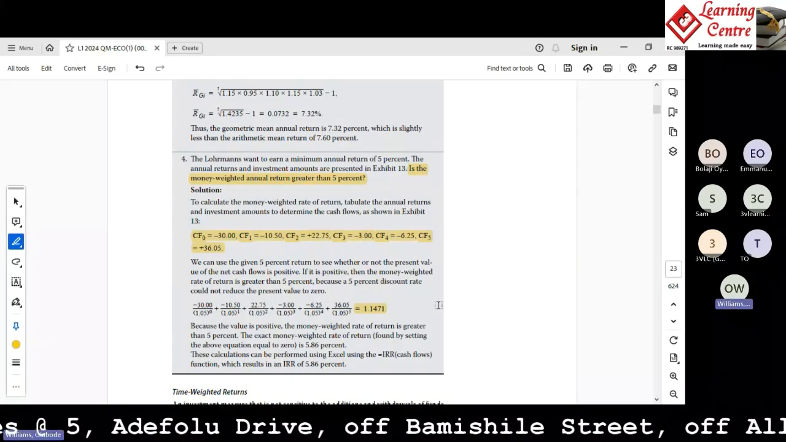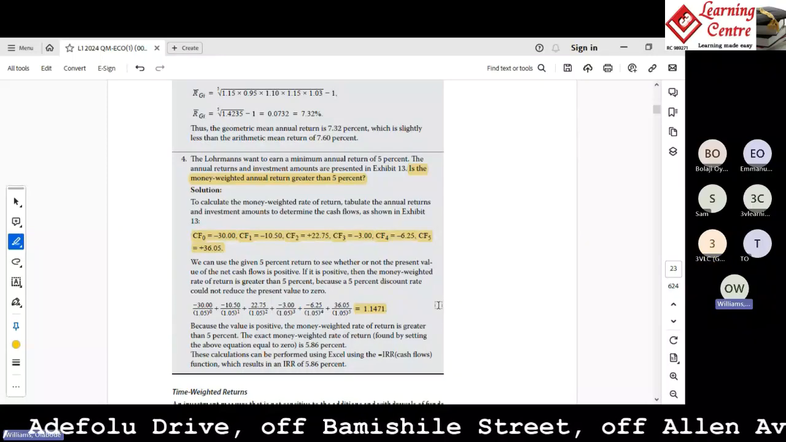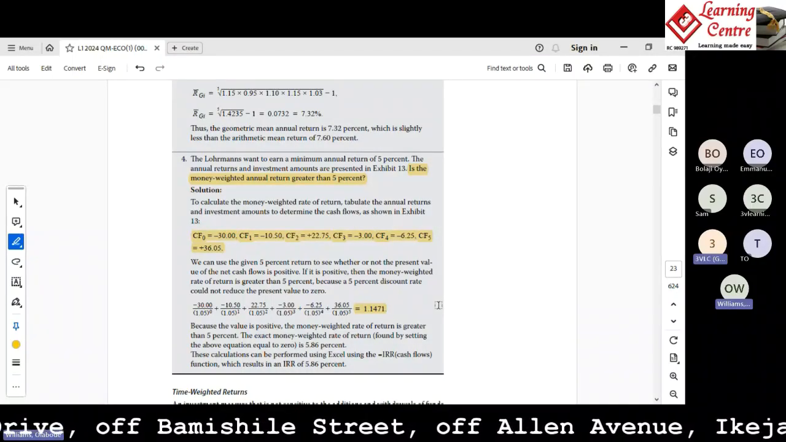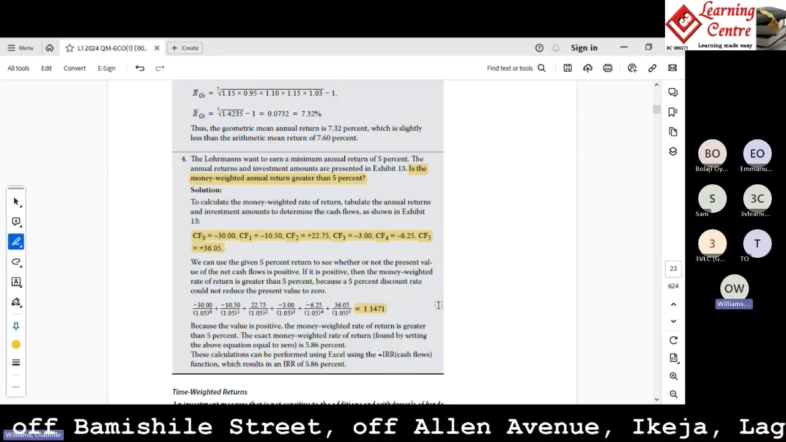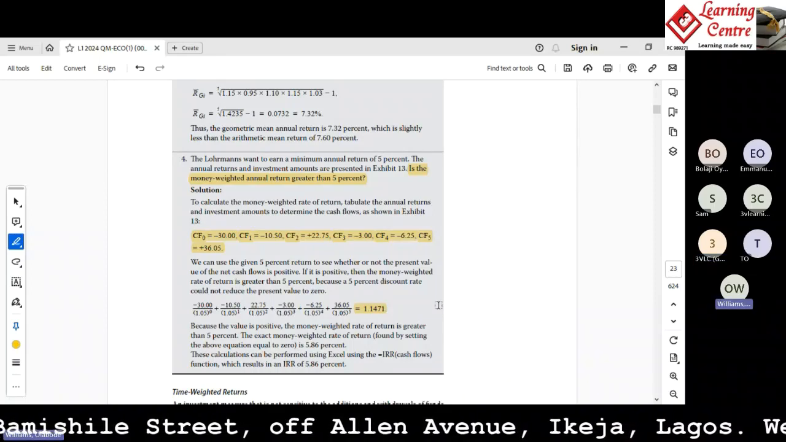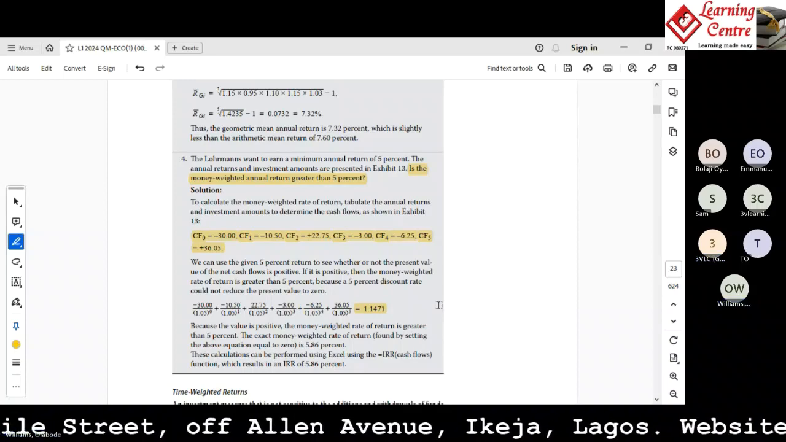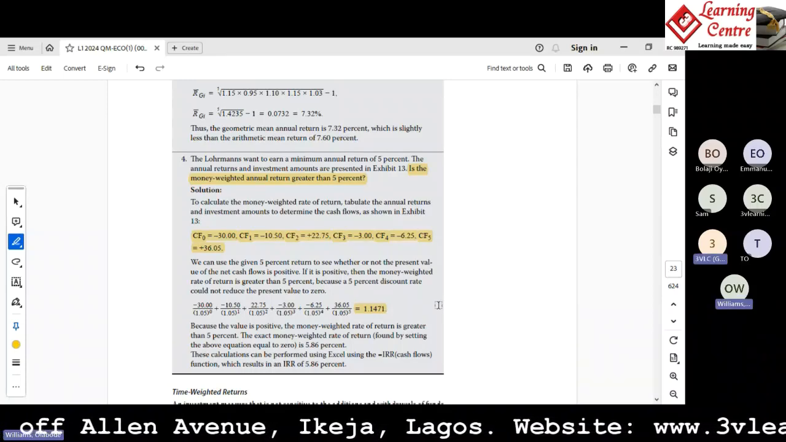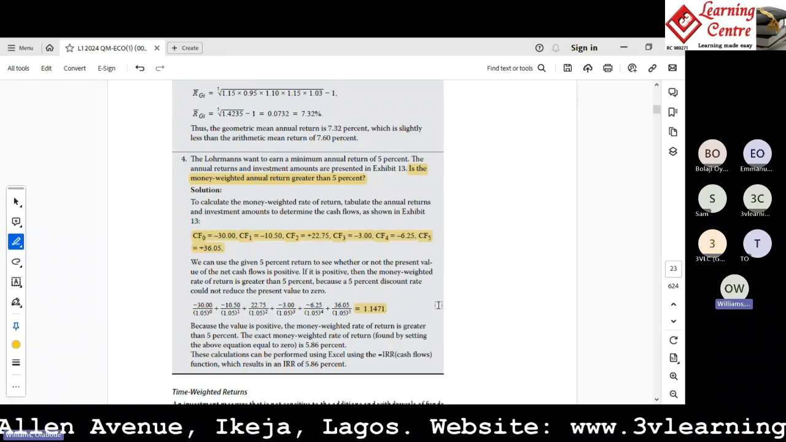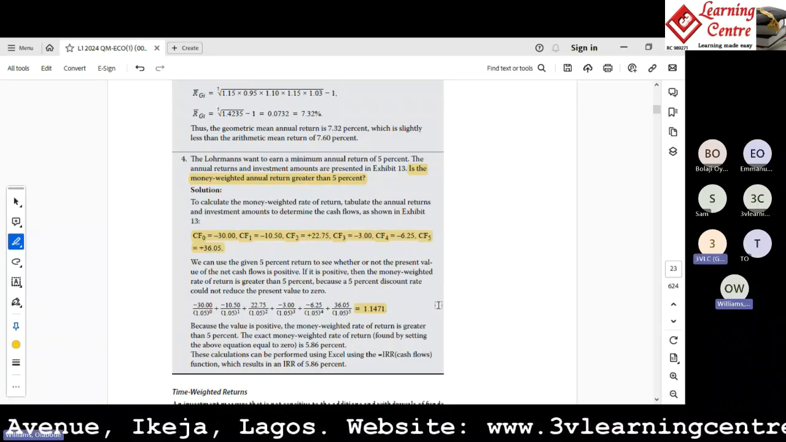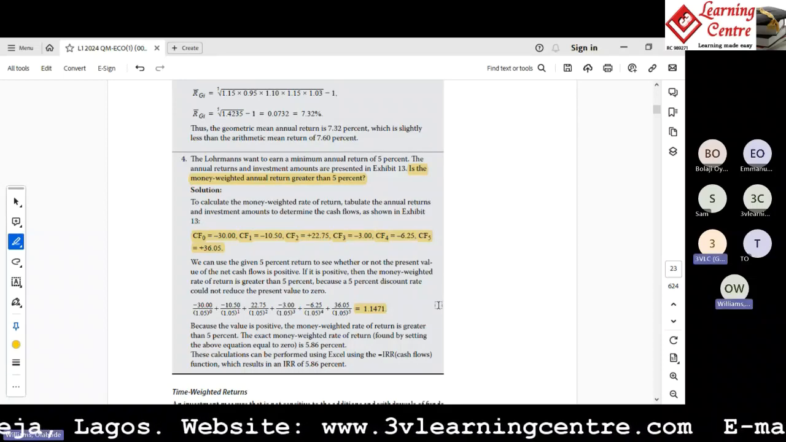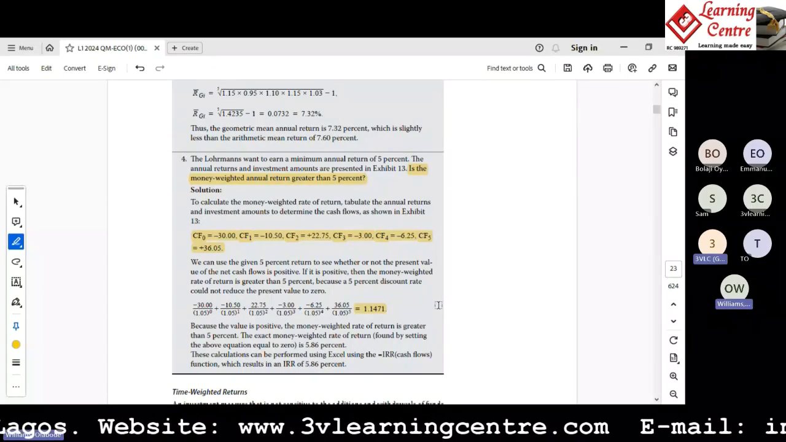So look at the logic. You plug in the 5%, and you get a positive NPV. For you to get a 0 NPV, you will need to increase your IRR. Once you take your IRR up, maybe to 5.5, then your NPV will become 0. Therefore, the actual IRR will have to be higher than 5. It cannot be 5 because you still have a positive NPV.